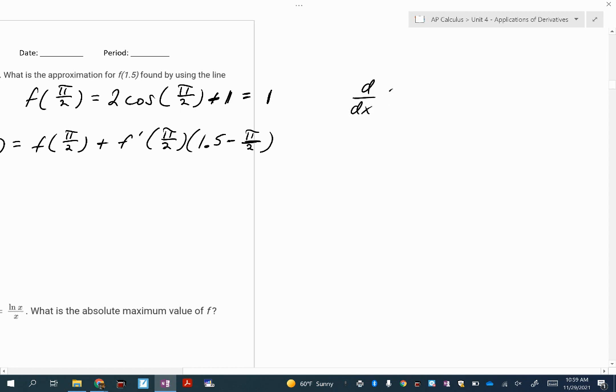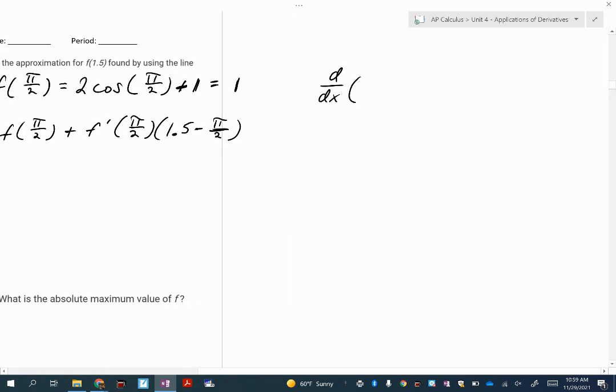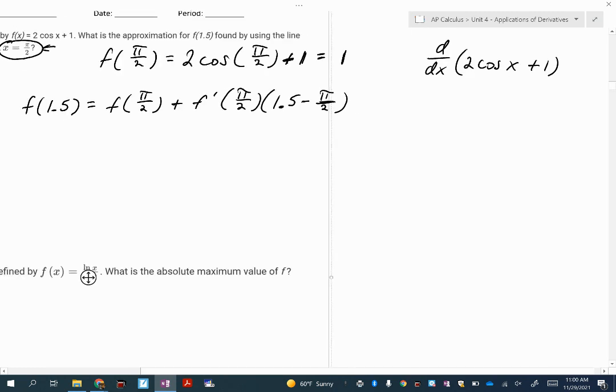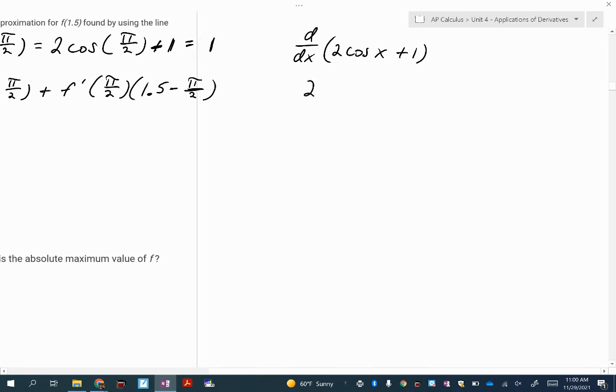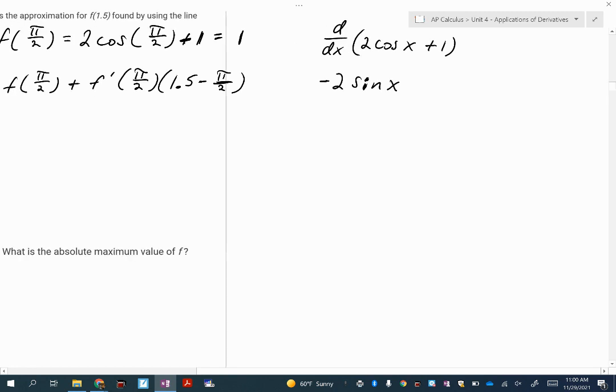Let's find the derivative of 2 cosine of x plus 1, right, that function. Again, 2 is a constant, so it's just going to come down. Derivative of cosine is negative sine, so it's going to be negative 2 times the sine of x. Derivative of 1 is just 0. So this is the derivative, and I'm going to evaluate the derivative at pi over 2.